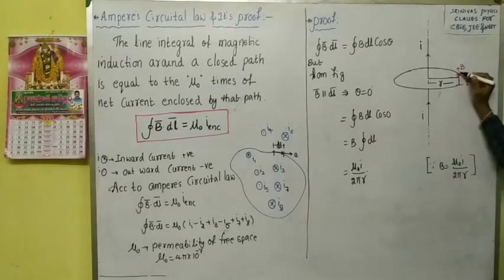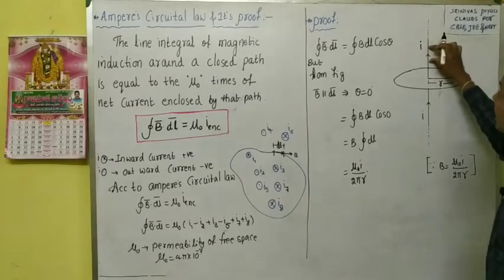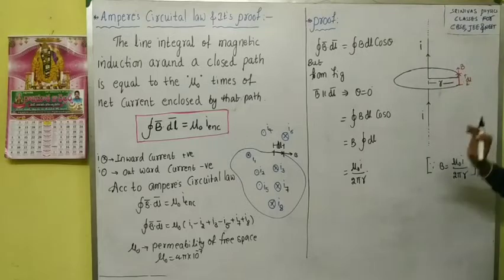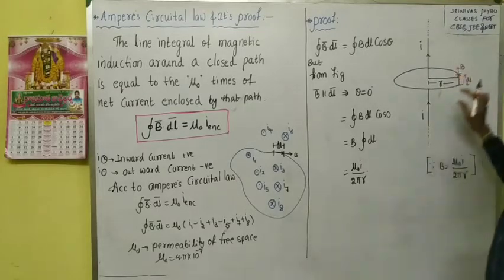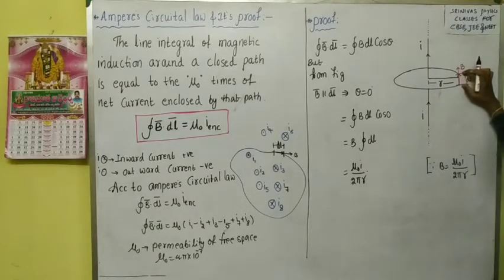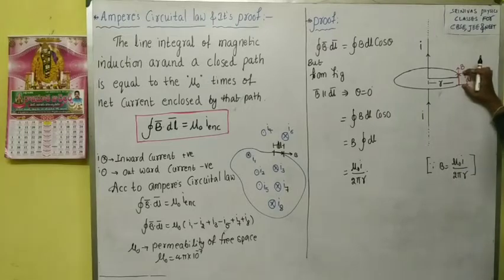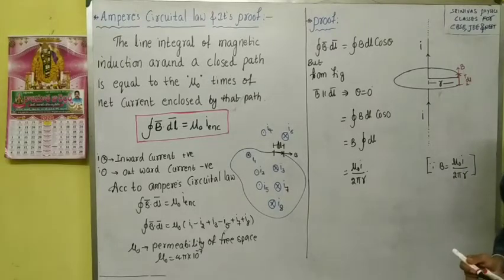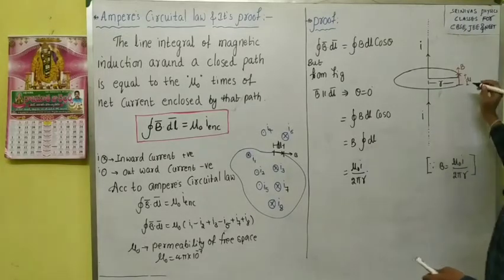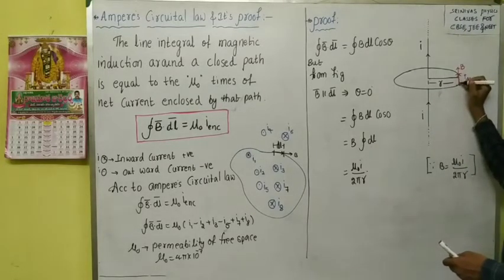Dl is a small element on the closed path, not on the current wire. In the Biot-Savart law, dl is a small element on the current carrying wire. But here in Ampere circuital law, dl is a small element on the closed path, not on the current carrying wire. This is very important.